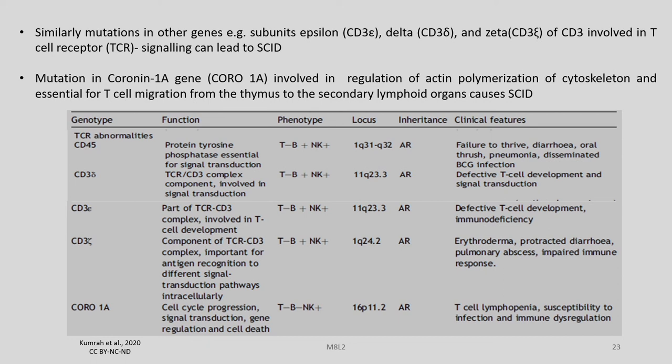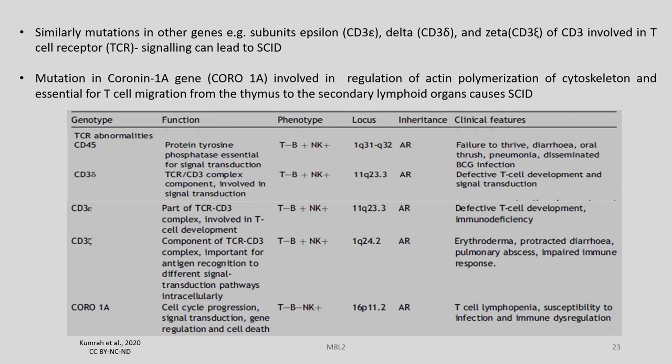In this table, we have the typical genotype and the corresponding phenotype, locus, inheritance and the clinical features described. For example, in the genotype CD45, the function is protein tyrosine phosphatase essential for signal transduction, and due to the phenotype T minus B plus NK plus, there is failure to thrive, diarrhea, oral thrush, pneumonia, disseminated BCG infection, and so on.